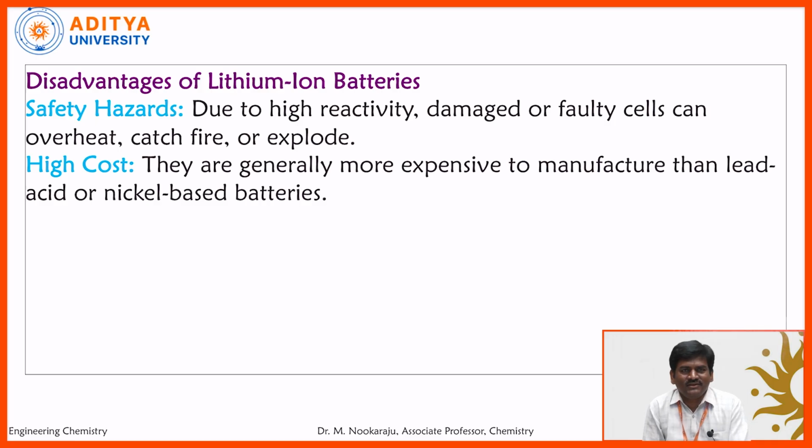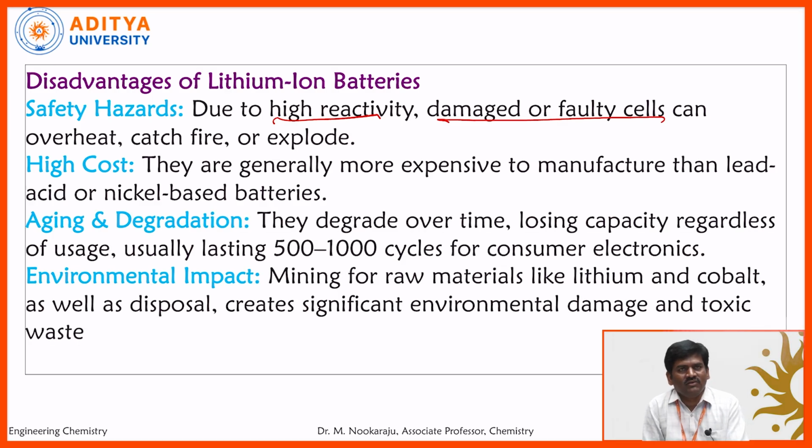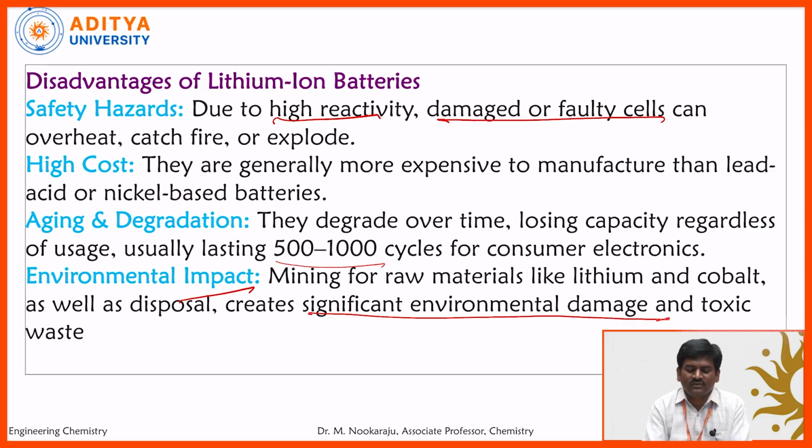Whereas the disadvantages are safety hazards due to high reactivity. Damaged or faulty cells overheat, catch fire, explode. High cost, no doubt, even though we buy the mobiles. Aging with degradation. After 500 to 1000 cycles, they become waste. Environmental impact, no doubt, e-waste is a major issue today. What is this e-waste? Electronic waste in the form of mobile phones, batteries, especially batteries and printed circuit boards. They cause significant damage to the environment due to their toxic waste.